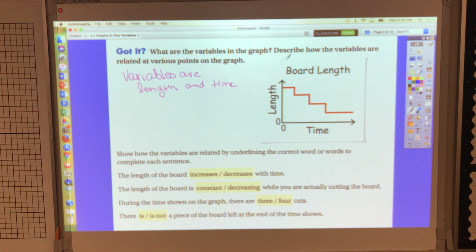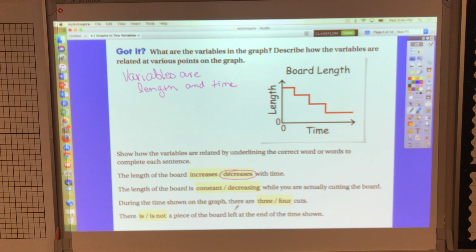And they want me to describe how the variables are related at certain points of the graph. To help you do that, I have a couple questions down here at the bottom. When we are looking at this picture, is the length of the board increasing or decreasing with time? Right up here, at the top of our graph, our length has to be bigger, and as we move down, it's getting smaller towards 0. So when we start, it's long and we're going down, so the length of the board is decreasing over time.